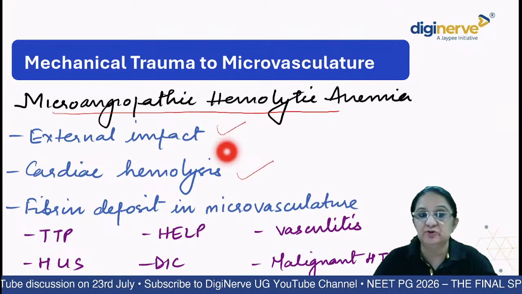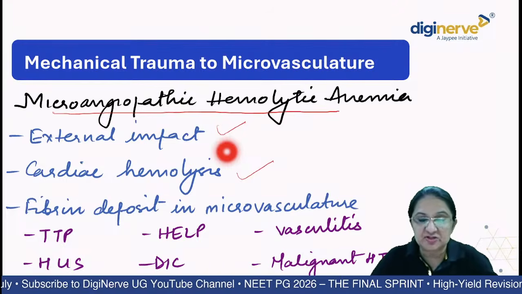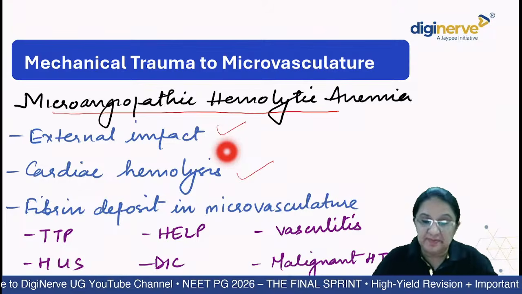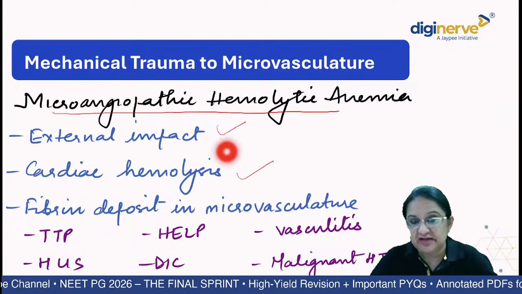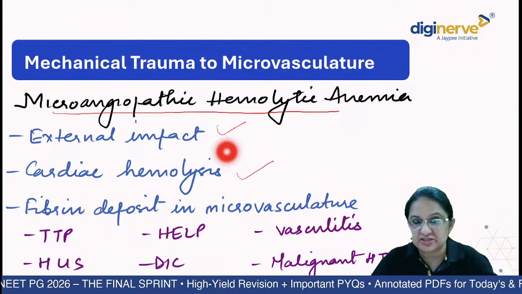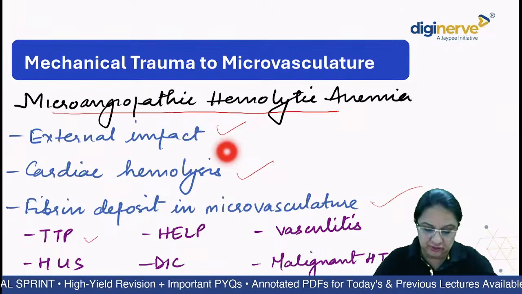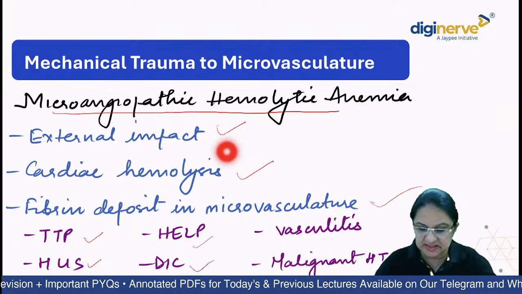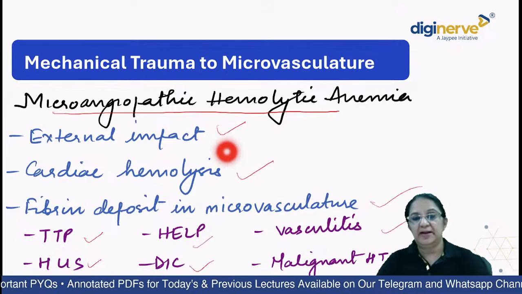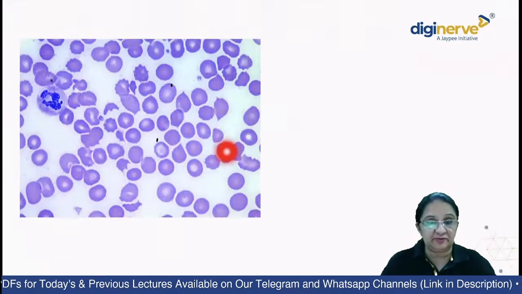Then cardiac hemolysis because of the prosthetic implants. Because of the implants or the pacemakers, or artificial valves also, they can cause cardiac hemolysis, or fibrin deposit in the microvasculature, like in thrombotic thrombocytopenic purpura, hemolytic uremic syndrome, HELLP, DIC, vasculitis, or malignant hypertension. All of them can cause mechanical trauma to the microvasculature.